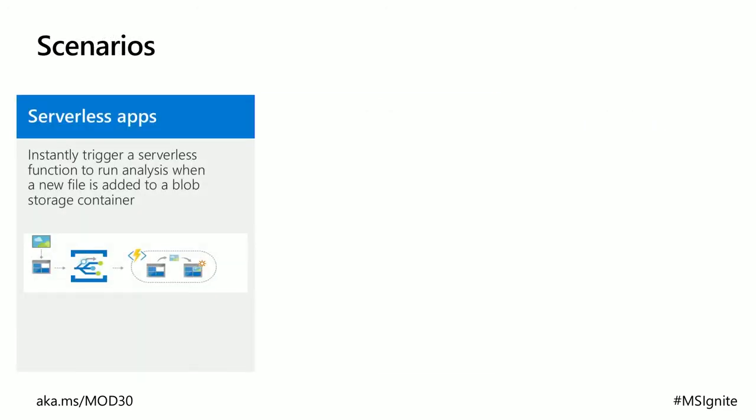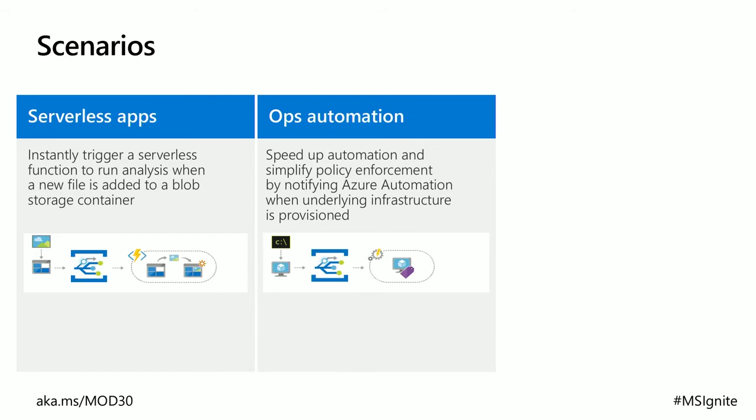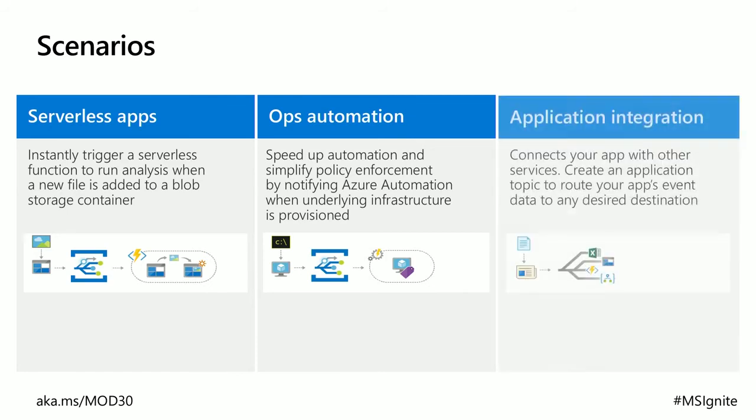So some scenarios. The scenario we're showing you today is the serverless apps. We also have ops automation. So for example, when you have an activity, you have a new server being spun up or something like that, you could actually have your Event Grid notified using Azure Automation and make sure that the compliance and regulations for that server are met.